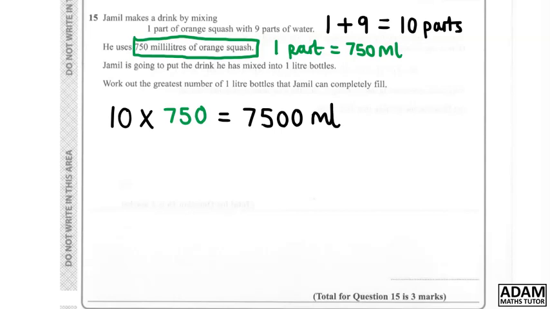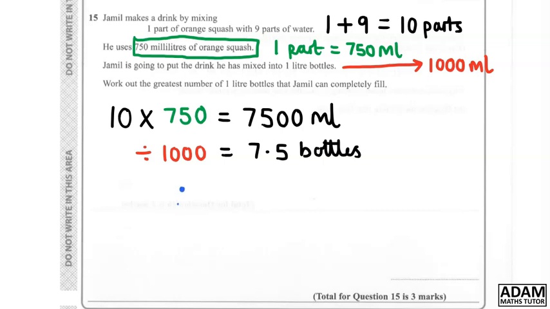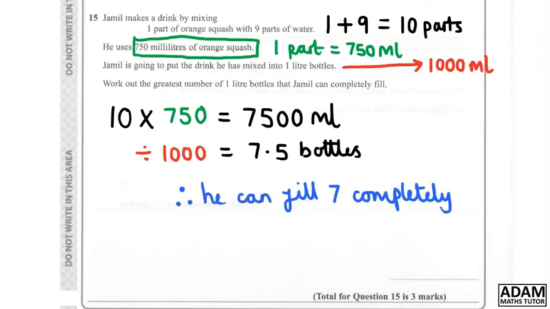Lastly, he's putting the drink into 1 litre bottles, and 1 litre is the same as 1,000 millilitres. So if I divide this by 1,000, I get 7.5 bottles. Therefore, he can fill 7 completely.